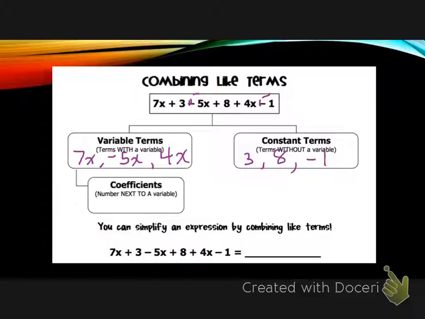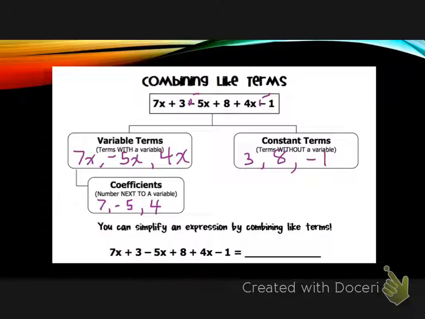Now, next is trying to figure out what is a coefficient. A coefficient is just the term for the number that is next to a variable. So in this case, 7 is a coefficient, negative 5 is a coefficient, and 4 is a coefficient. Now, you can simplify an expression by combining like terms. That means if you have an x or y or anything, you can only combine those with the same letter and the same letter to the same power. Either that or no letter.